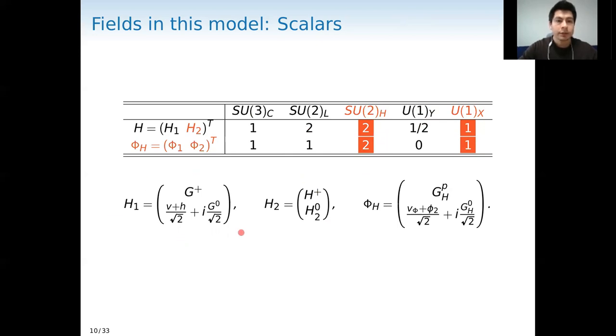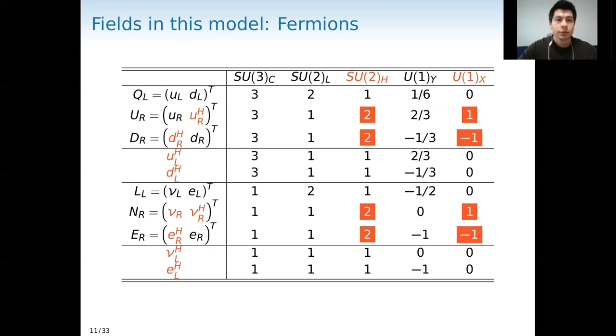And these fields can be expanded in the usual way. We have the G plus in the top part of the H1, which is the Higgs that corresponds to the standard model Higgs. Here we have the expectation value of the Higgs plus some perturbation around the minimum. And of course, we have the imaginary part. We have the H2, which has a charged Higgs and the neutral part. And we have the expansion of phi_H, which is much similar to the expansion of the Higgs. We also have an expectation value here. And we also have several additional fermions.